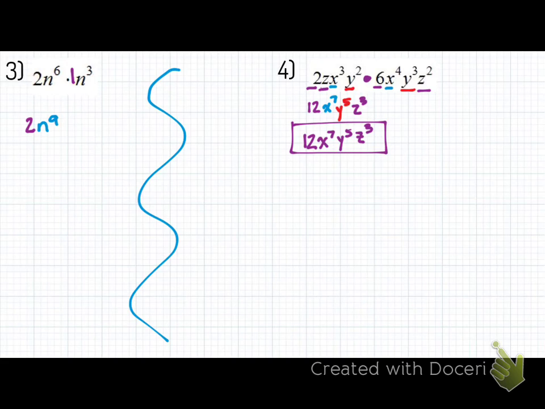Okay, those are the answers to 3 and 4. Once you've talked about it, you could clean up your boards.